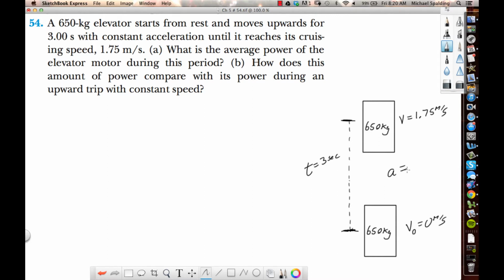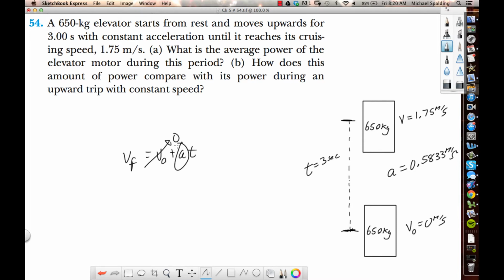So using a kinematic, you get an acceleration of 0.5833 meter per second squared. How did I get that acceleration? I just used VF equals V initial plus AT. V initial is 0. The only thing missing is A. So you can solve that for acceleration.